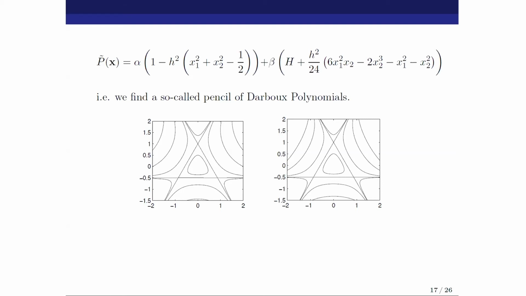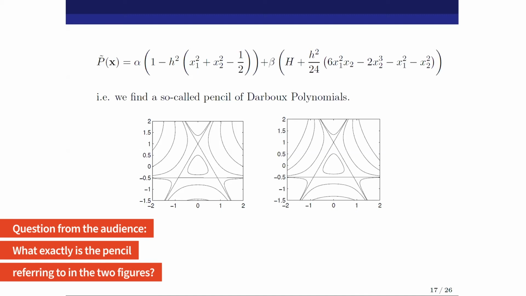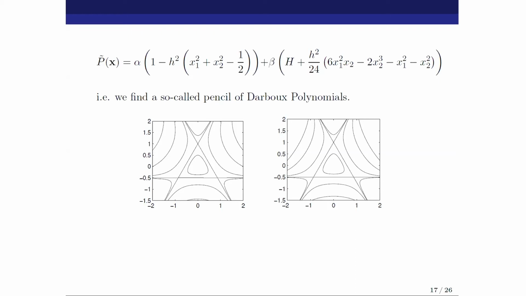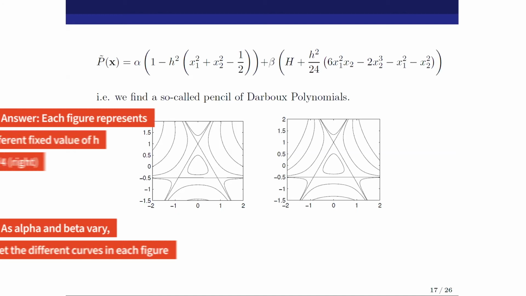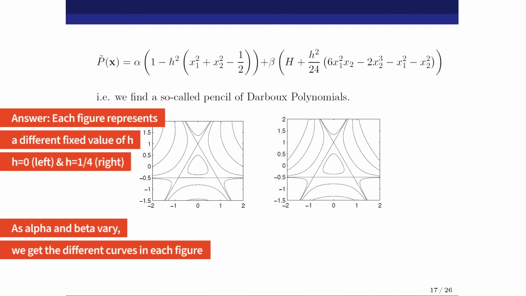Then for H equal to 1/3, we get the pencil on the right-hand side. So H is 0, this is the picture on the left-hand side, and H equals 1/3 is the picture on the right-hand side. Then within each picture, now alpha and beta can vary, and you get the various curves within that picture.